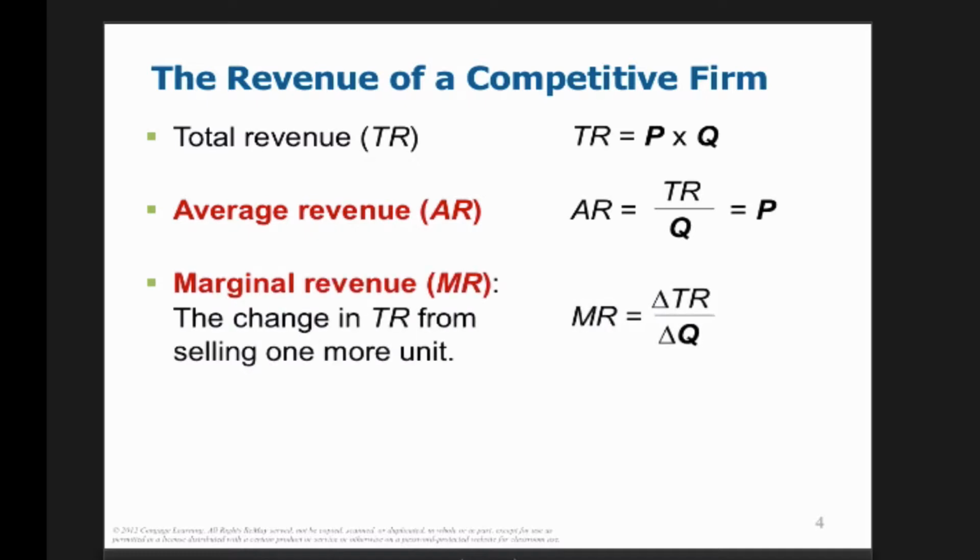Now, marginal revenue is the change in total revenue from selling one more unit. Okay? This marginal concept, marginal tax rate, now marginal revenue, it's the change that results from selling one more. So it's the change in total revenue over the change in quantity. Now, you can't say that the change in quantity is always going to be 1, because what if I thought I'd sell 1 and I sold 10 more? Okay? You have to divide by whatever the change in quantity is.